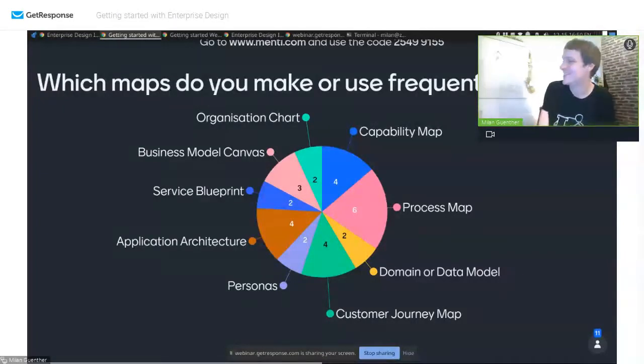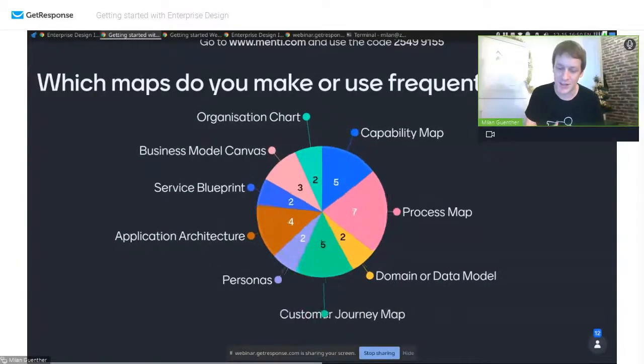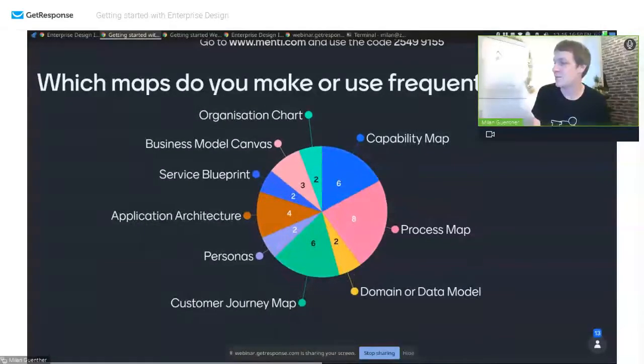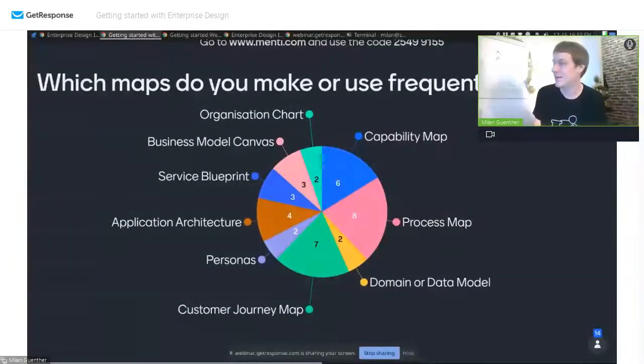of these tools. Yeah, so we have 6 process maps, 4 capability maps, 4 application architectures, which are more the enterprise and business architecture maps. We have 6 customer journey maps and 2 personas, 2 service blueprints, which are more I think service and experience designers usually make, but I think they are also getting adopted. We have a few domain and data models and 2 org charts.